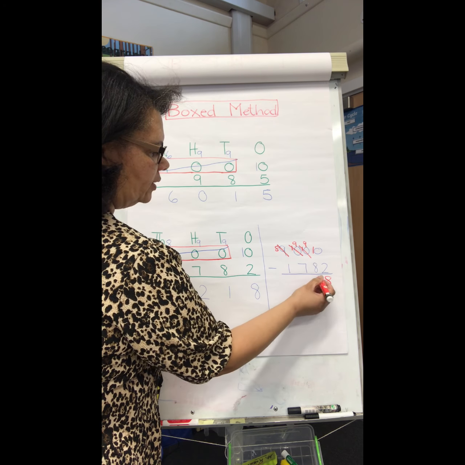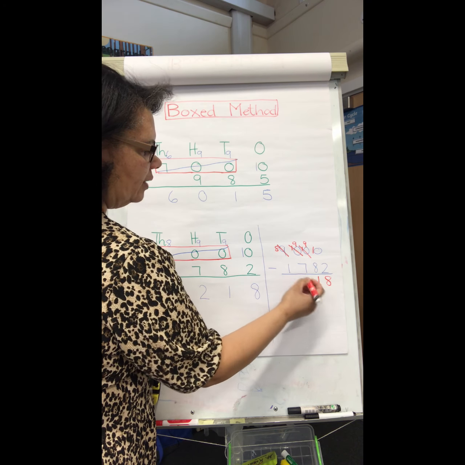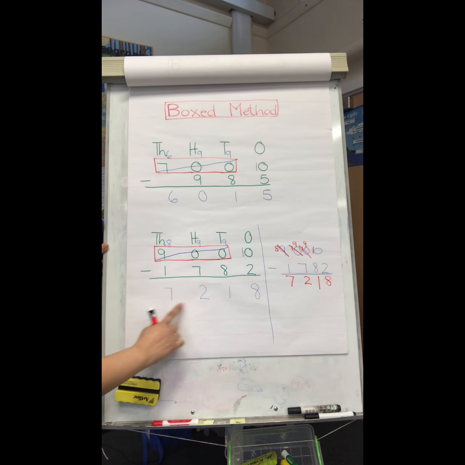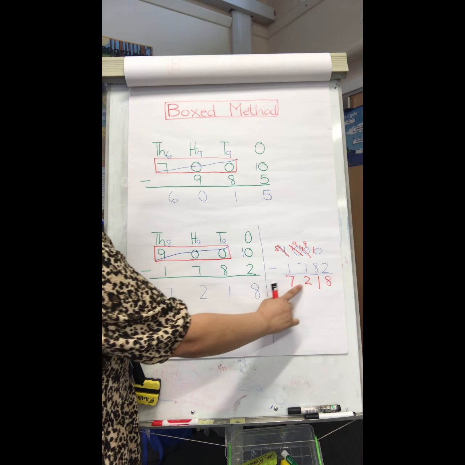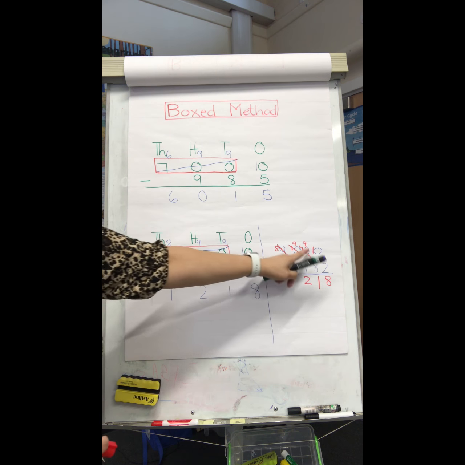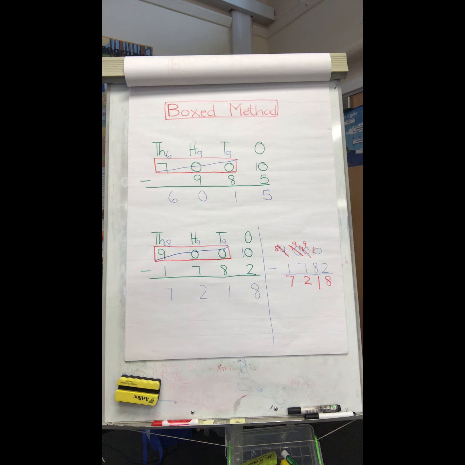Right, so 10 take away 2 is 8. 9 take away 8 is 1. 9 take away 7 is 2. 8 take away 1 is 7. 7,218. It's exactly the same answer. But this method went much quicker and it's easier to see than all these numbers that you've crossed out. It's less confusing. So I'd like you to continue practicing with these and then complete your quiz.